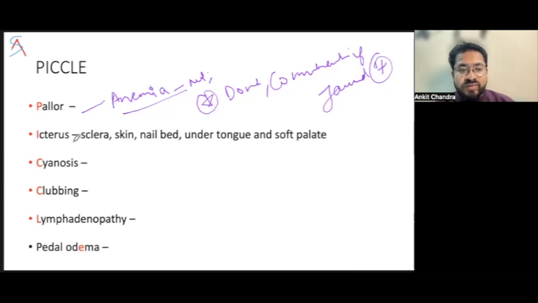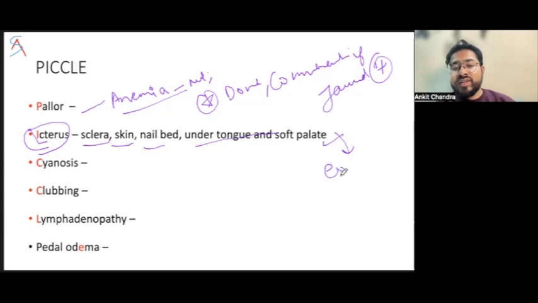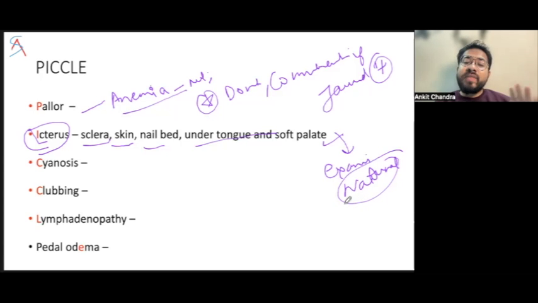And where do you look for the jaundice or icterus, what we call examination findings? You can look at the sclera, skin, nail bed, under the tongue, and the soft palate. For this, you have to remember that you have to examine for jaundice in natural daylight. Do not examine in a dark room with a tube light on. Prefer to examine for icterus and jaundice in natural daylight. That will give you a better idea about the jaundice.